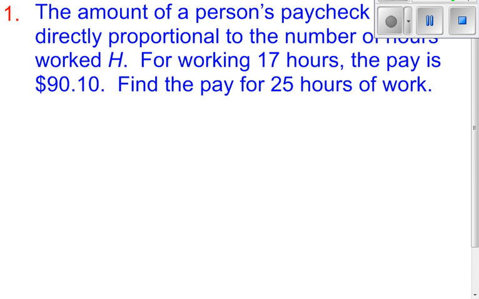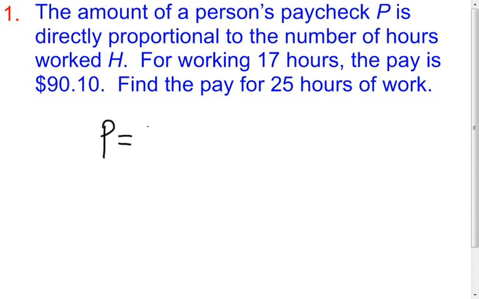We are going to be doing variation story problems in this lesson. So the first one is the amount of a person's paycheck, P. I'm going to write the equation as I go. P is directly, so that means you're going to have a constant and your variable would go next to it. P is directly proportional to the number of hours worked. So this is going to be your basic function.